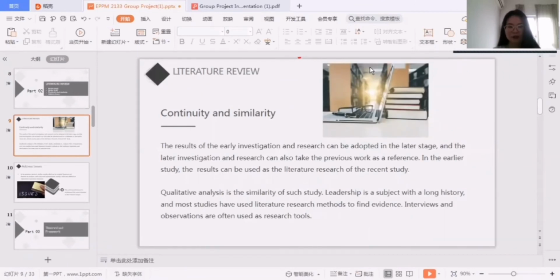The results of the earlier investigation and research can be adapted in the later stage, and the later investigation and research can also take the previous work as a reference. In the earlier study, the results can be used as the literature research of the recent study. Qualitative analysis is the similarity of such study. Leadership is a subject with a long history, and most studies have used the literature research methods to find evidence. Interviews and observations are often used as research tools.